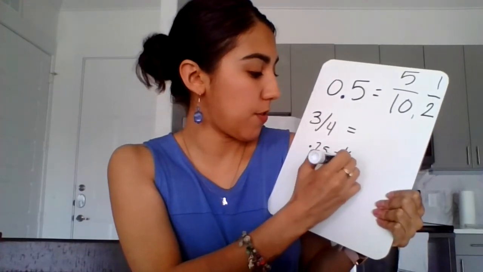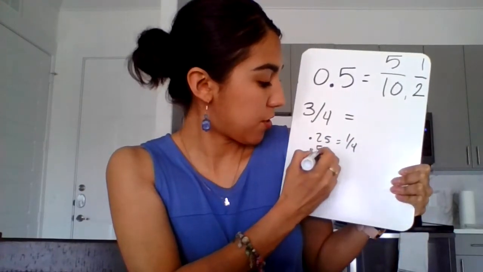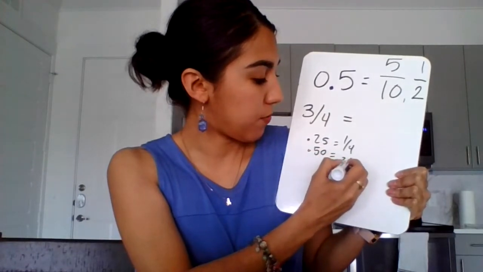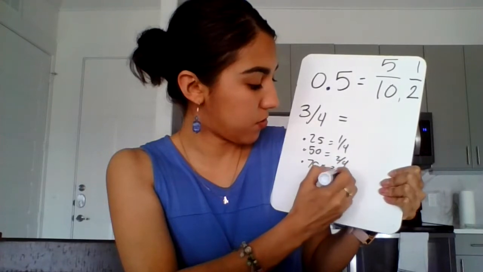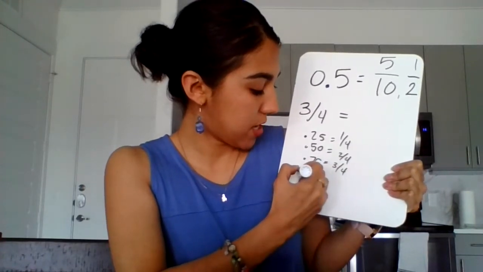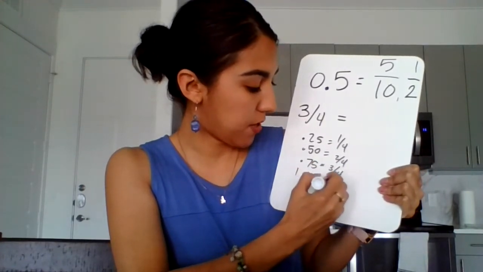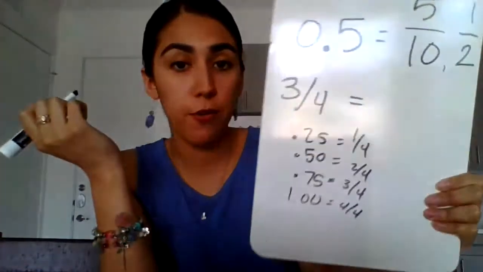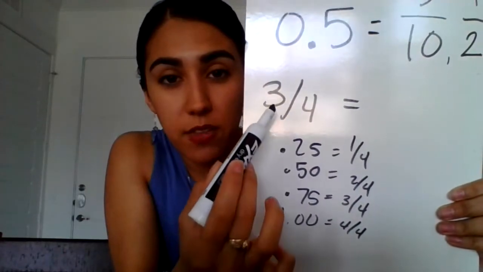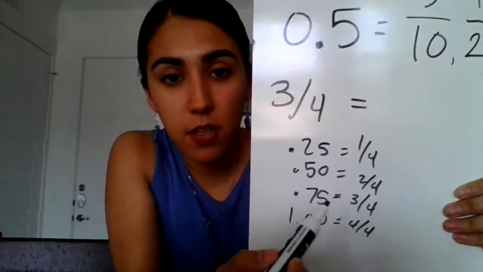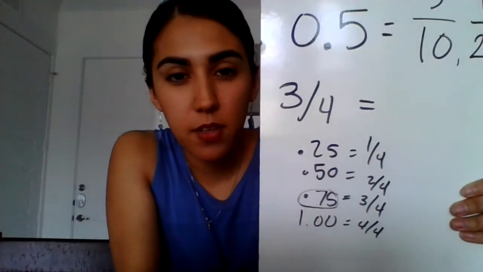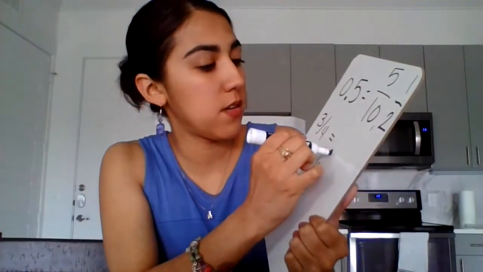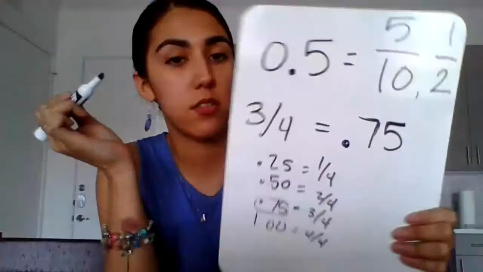So 1/4 equals 1/4. 2/4 equals 2/4. 3/4 equals 3/4. And 1 whole would be 4/4. So which one of these has 3/4? 75 hundredths.